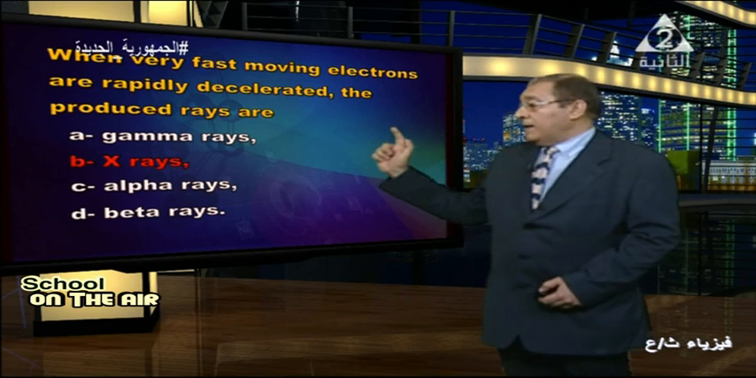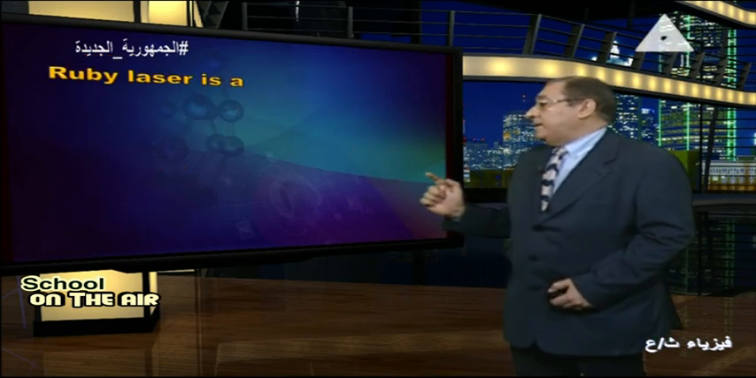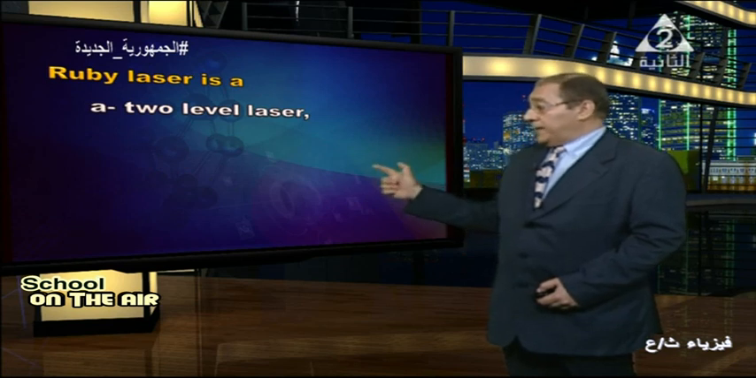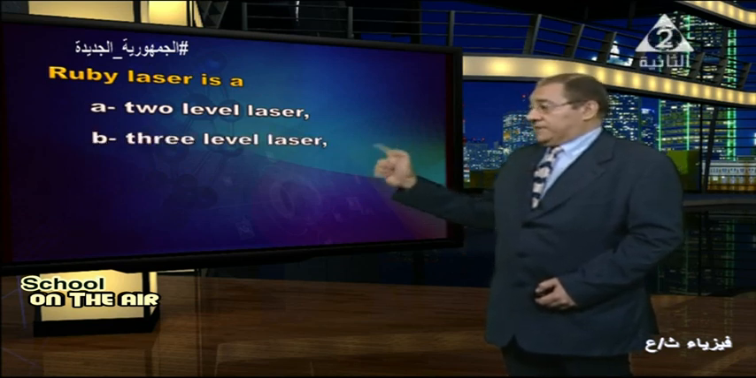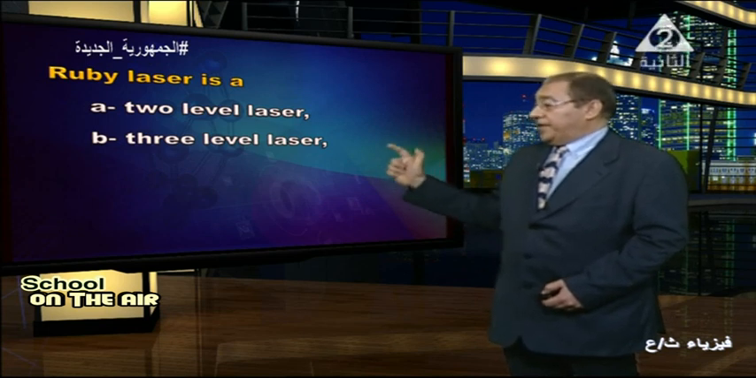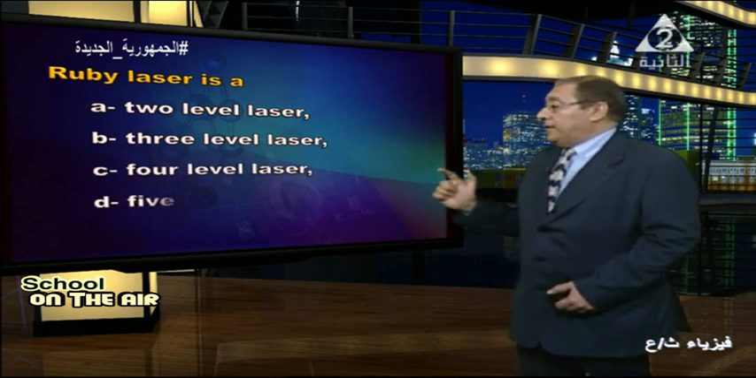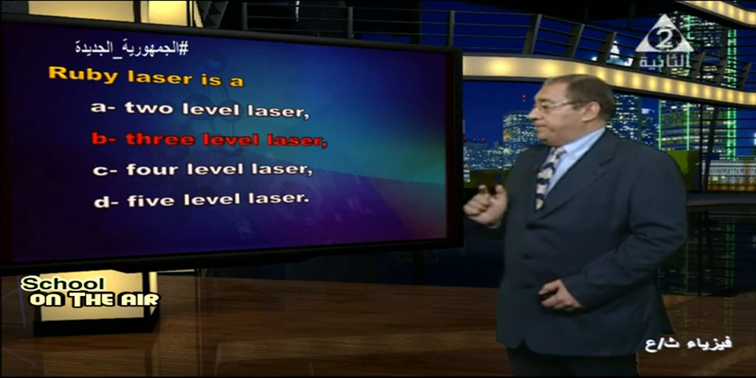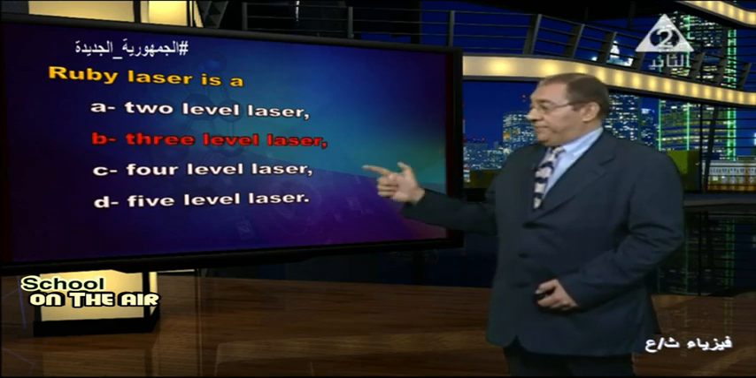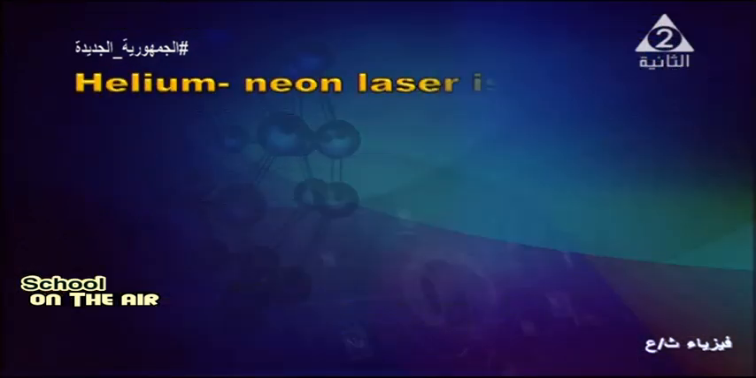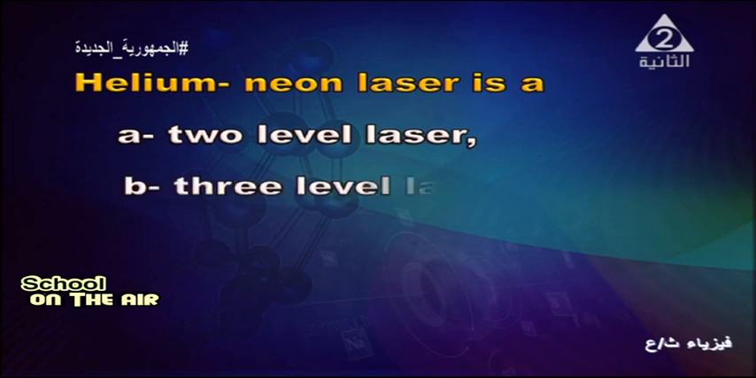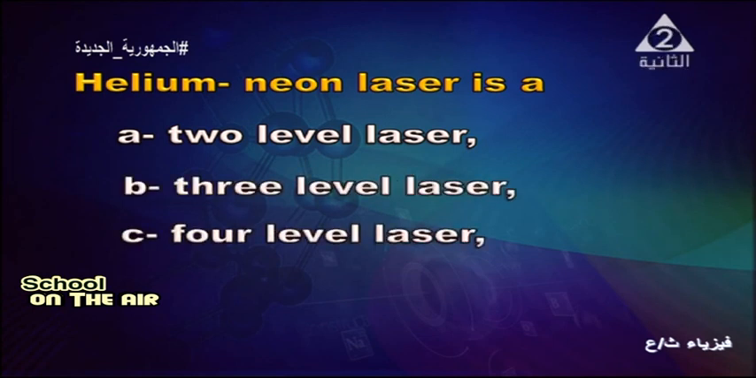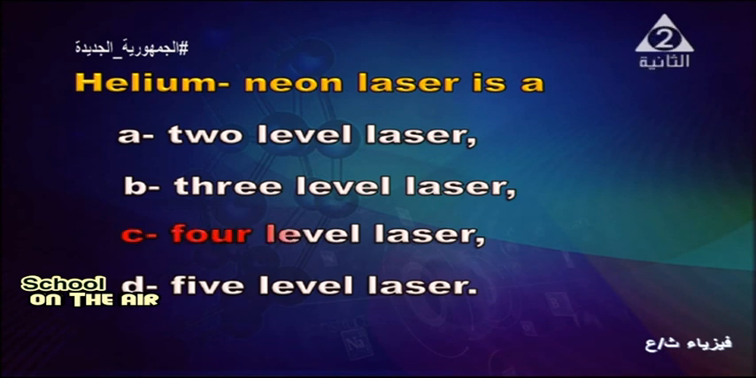Okay. Another choice, is the ruby laser a 2-level laser, 3-level laser, or 4-level or 5-level laser? This is a very important question. Of course, it is a 3-level laser. This is about ruby, but your attention: the helium neon laser is a 2-level laser, 3-level laser, 4-level laser, or 5-level laser? Of course, it is a 4-level laser.